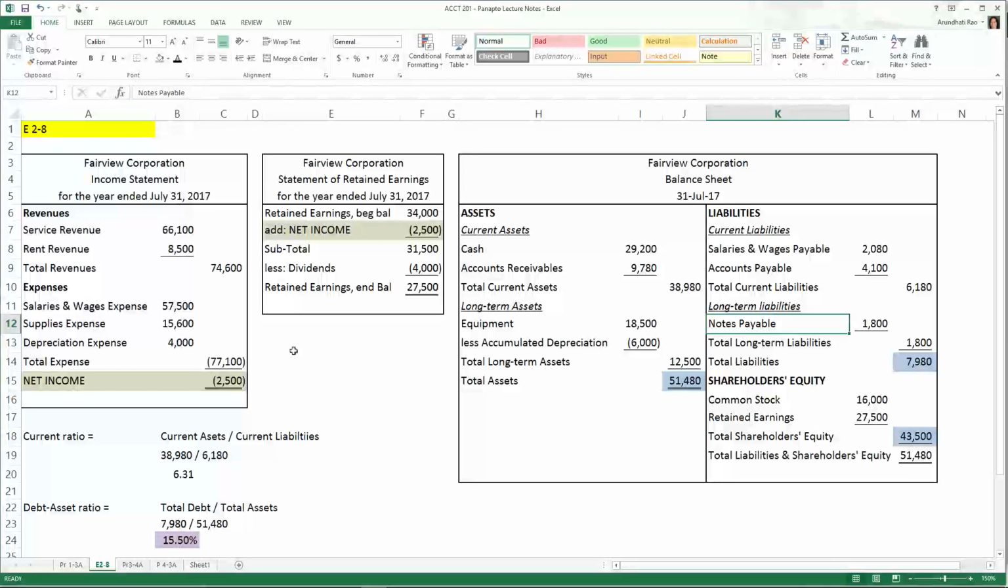So I hope this gives you an idea as to how we can start using the income statement, statement of retained earnings, as well as the balance sheet a little more dynamically.